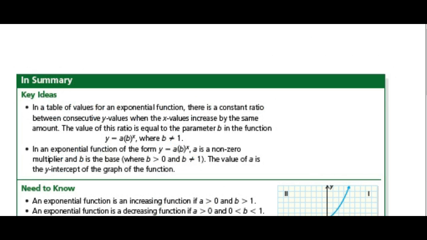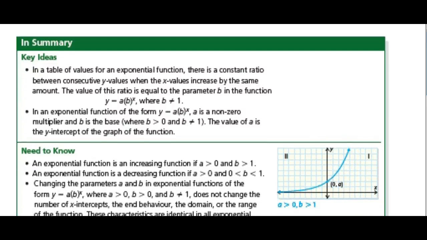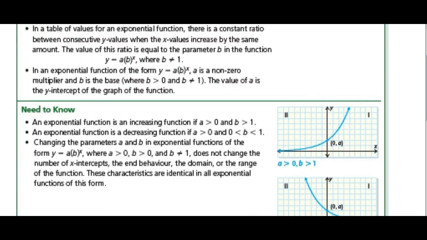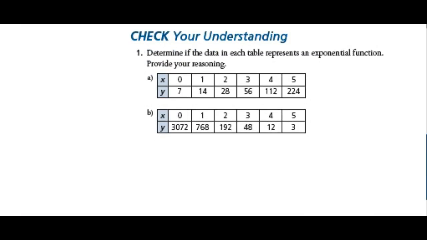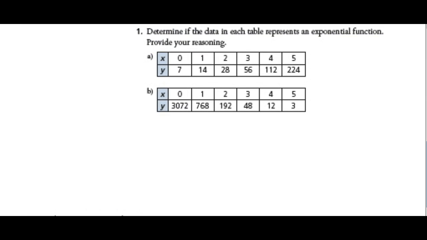Key ideas. In a table of values, there's a constant ratio between consecutive y values when the x value increases by the same amount. Okay, so it means for every 1 increase in x, you might have a doubling in the y, or a tripling, right? Whatever the base of the exponential, the b value is. If an exponential function is of the form y equals a times b to the x, a is a non-zero multiplier and b is the base. The value of a is the y-intercept. Okay, and again, that's what you need to know, and then there are various questions.